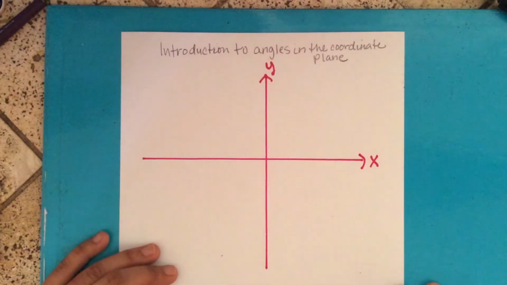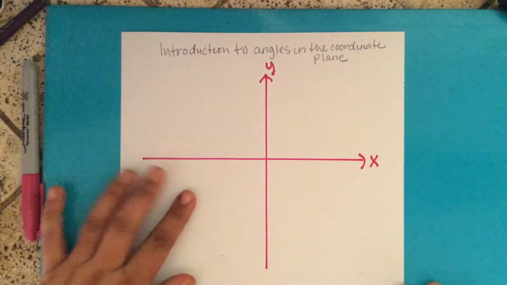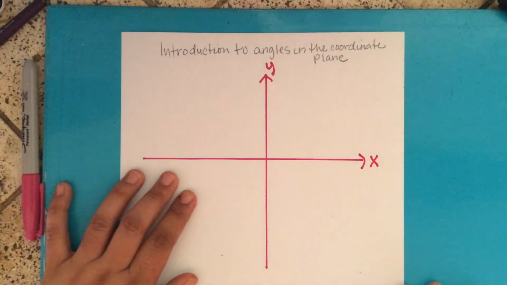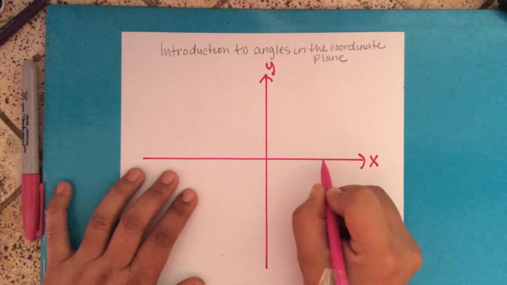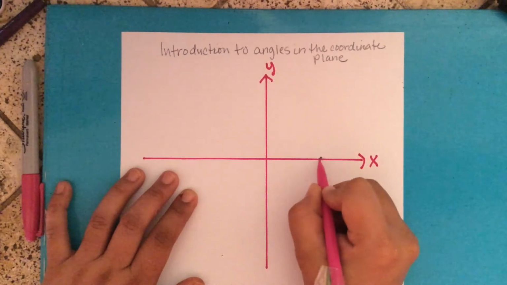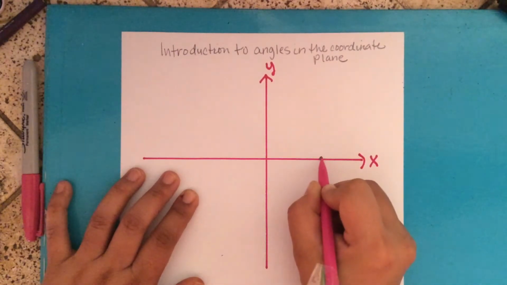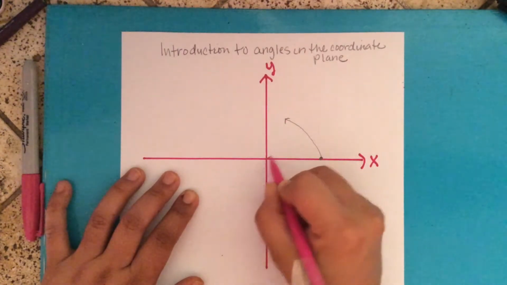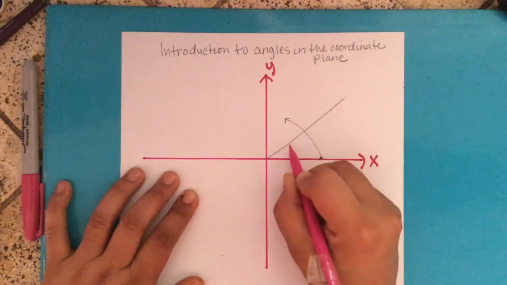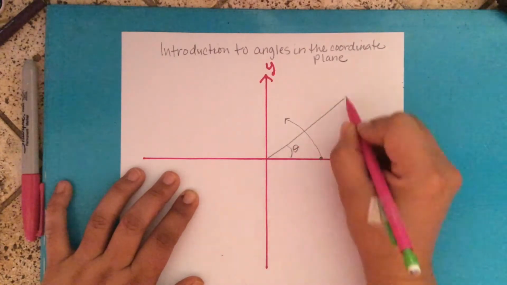Okay, we're going to have a brief introduction to angles in the coordinate plane. We'll be discussing these more in depth in the next lesson, but for right now, what I need you to know is that angles rotate from the x-axis and you go this way, counterclockwise. So then this angle right here is theta.